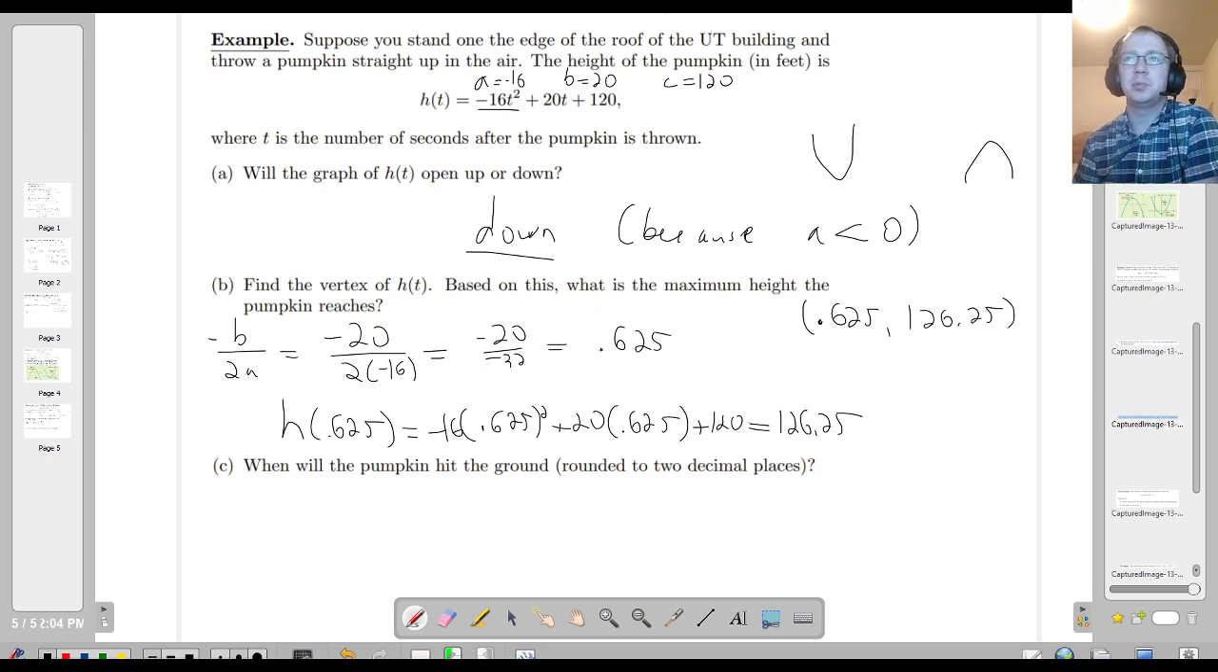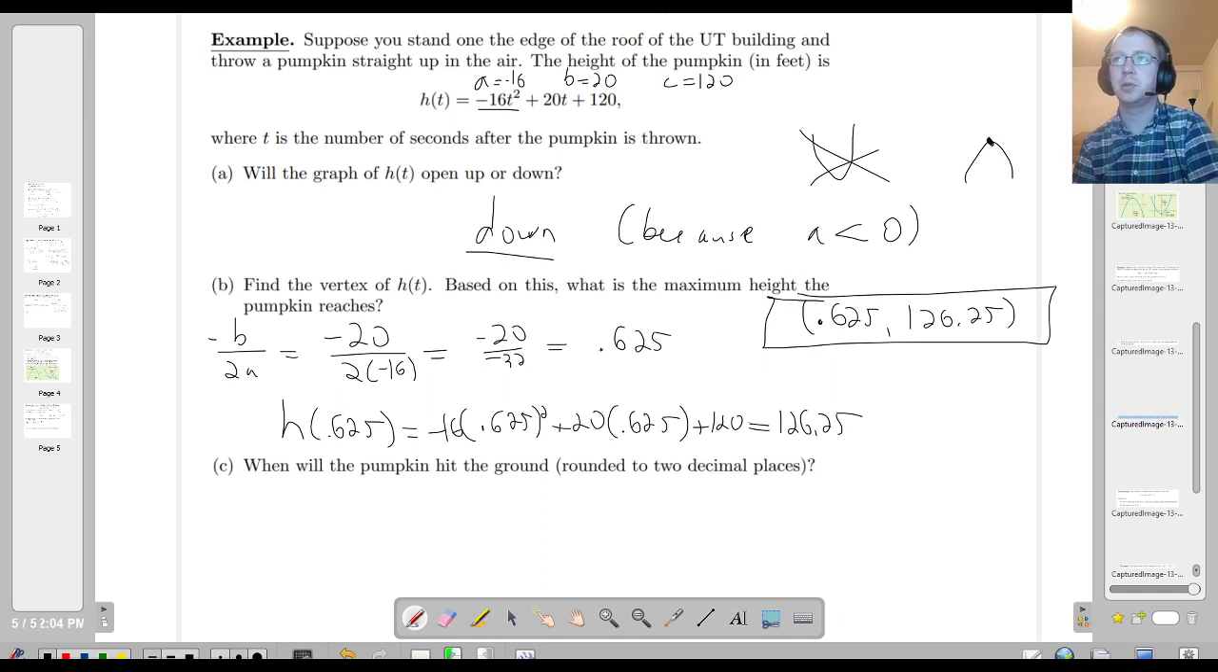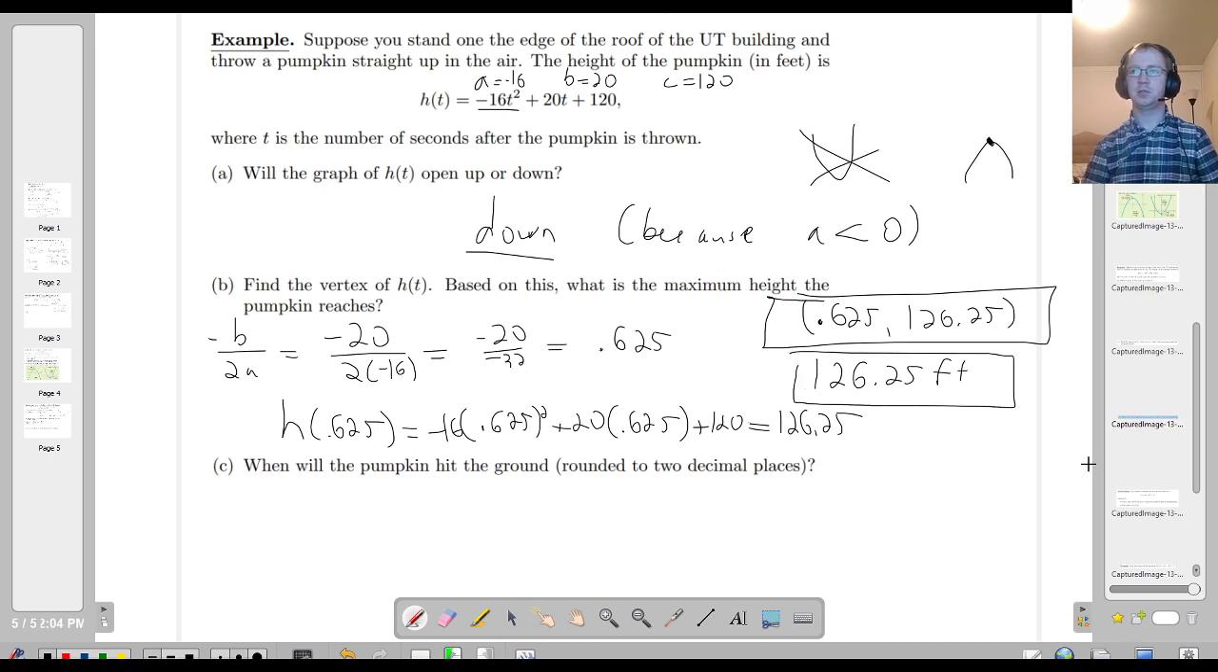Now let's answer the second part of this question. Based on that, what is the maximum height the pumpkin reaches? Because we decided that our function opens down like this, the vertex is going to represent the maximum height of the pumpkin. So the pumpkin goes up for a while, it hits the top, and then it comes back down. So the maximum height is just the height at that vertex. So 126.25, and the units are feet. So the maximum height that pumpkin reaches is 126.25 feet.